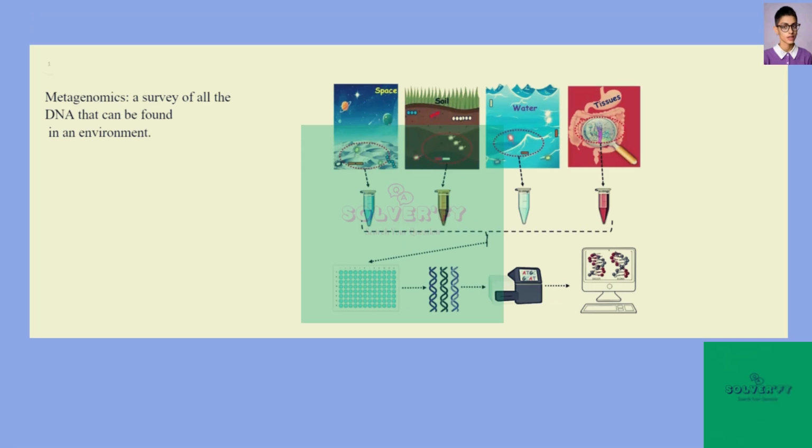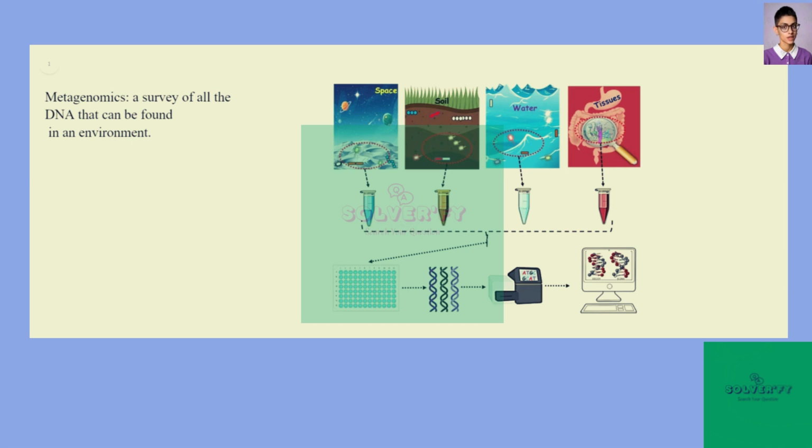So what can we do with metagenomics? Metagenomics is essentially a survey of all the DNA that can be found in an environment. So be it some ocean water, a soil, a tissue, or even, when we start colonizing other planets, the soil of other planets to see if there's little bacteria there.